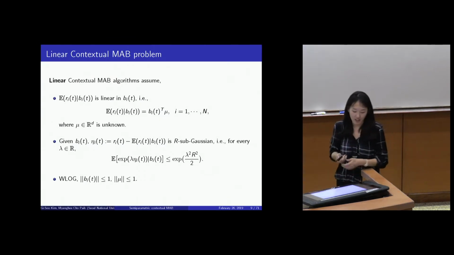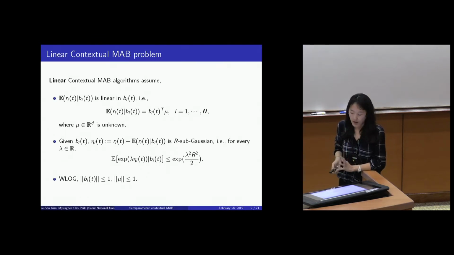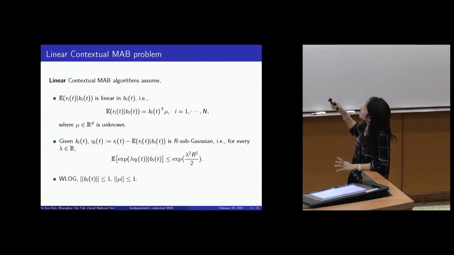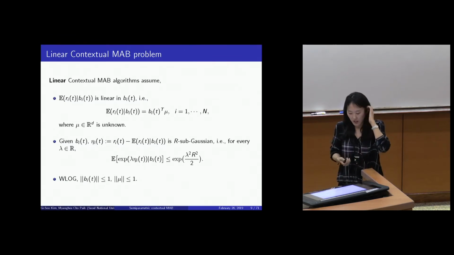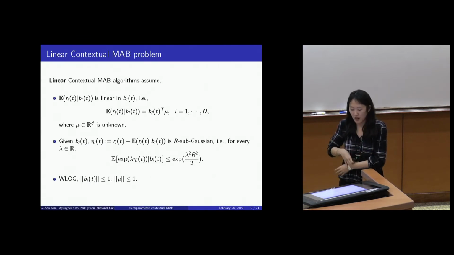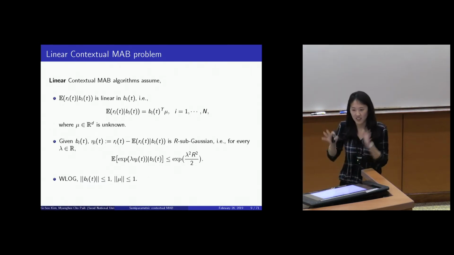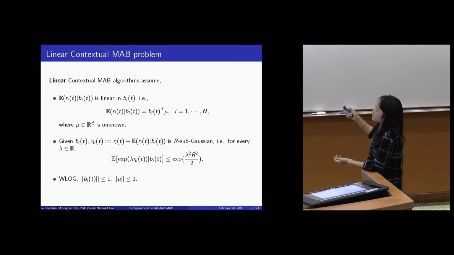Specifically, linear bandit algorithms assume that this expectation of the reward is linear in the context vector, where mu is an unknown regression coefficient. And we additionally assume that the errors, eta_it, are R-sub-Gaussian. This R-sub-Gaussian assumption includes not only the Gaussian assumption, but also any kind of bounded distribution. Therefore, I think this R-sub-Gaussian assumption is a weak assumption. And finally, we assume that the norms of the context and mu are bounded.